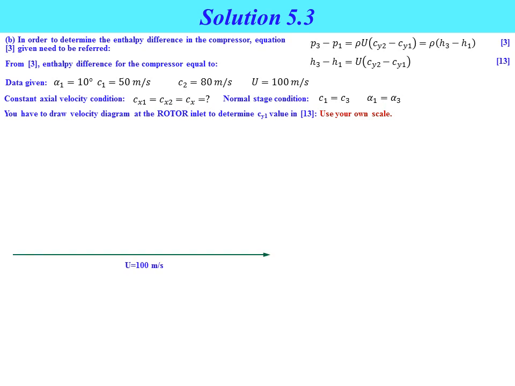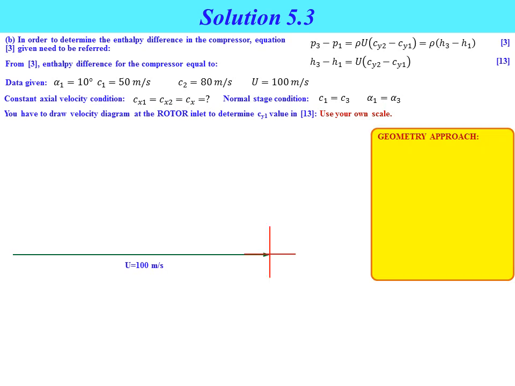You need to use your own scale. First, draw the vector for U, because we already know the direction and also the magnitude of U. Now, using the geometry or graphical approach, use a ruler, compass and protractor to determine the magnitude and angle of the vectors. Because we already know the angle alpha 1 and the magnitude of C1, we can simply draw the line for C1.